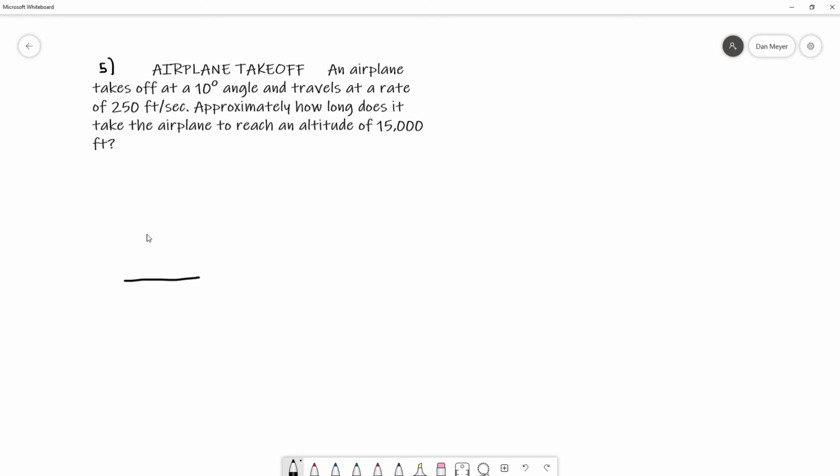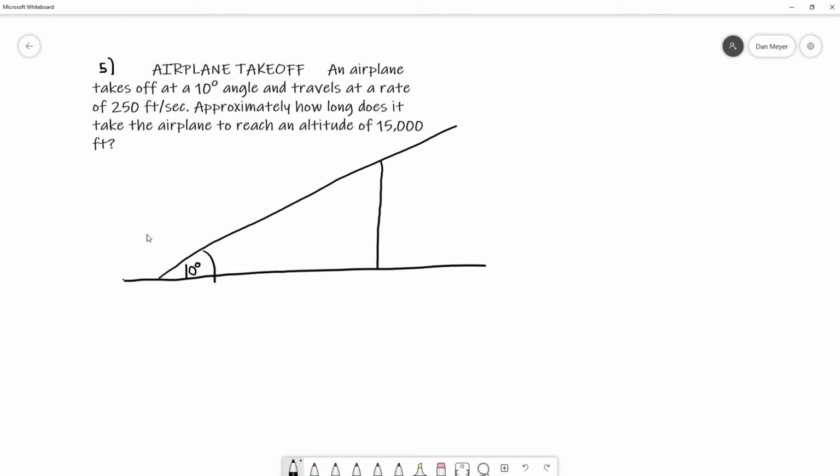All right, so we've got our sea level and our airplane. I'm not even going to try to draw an airplane. Our airplane takes off, and it makes an angle of 10 degrees. At some point in time, the plane's in the air. It's got an altitude of 15,000 feet. There's our right triangle. And they want to know, how long does it take?